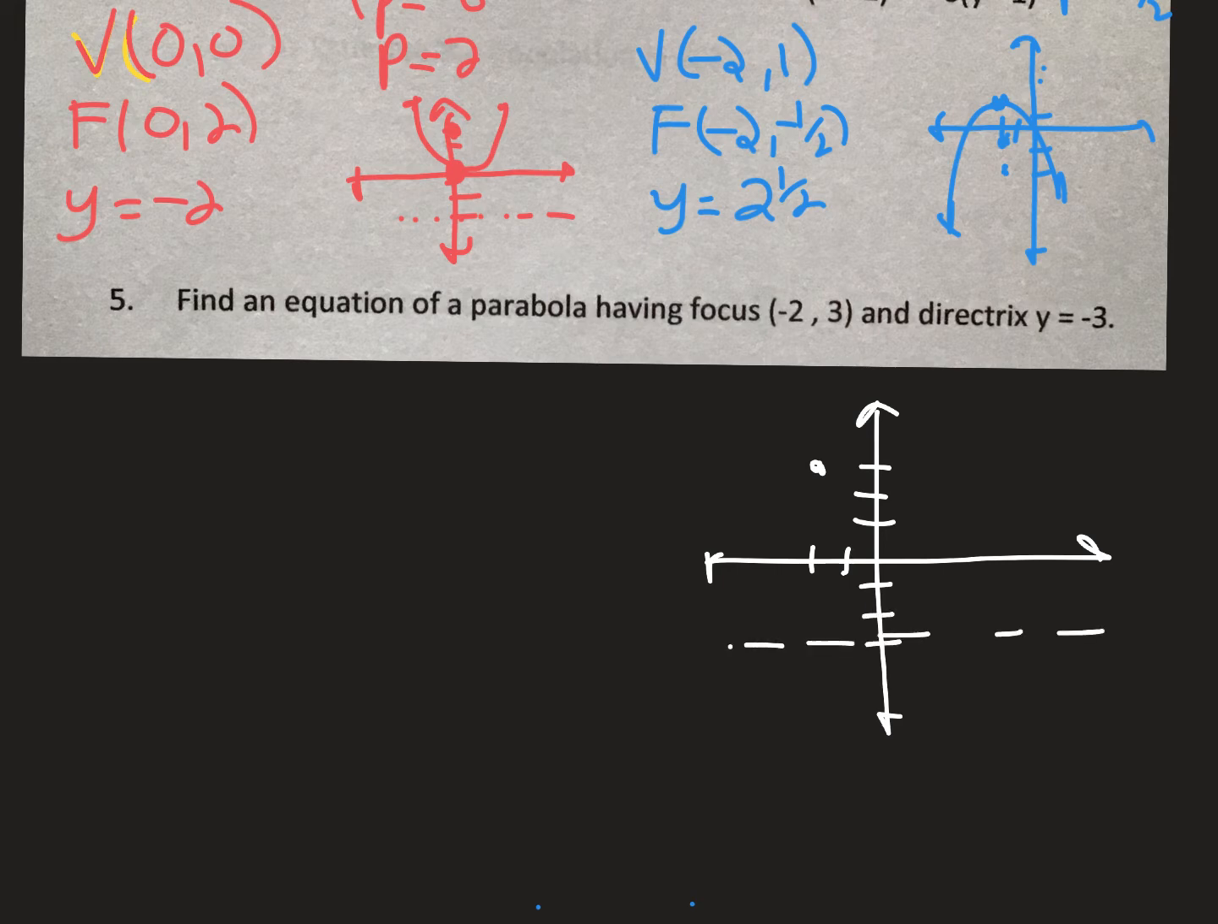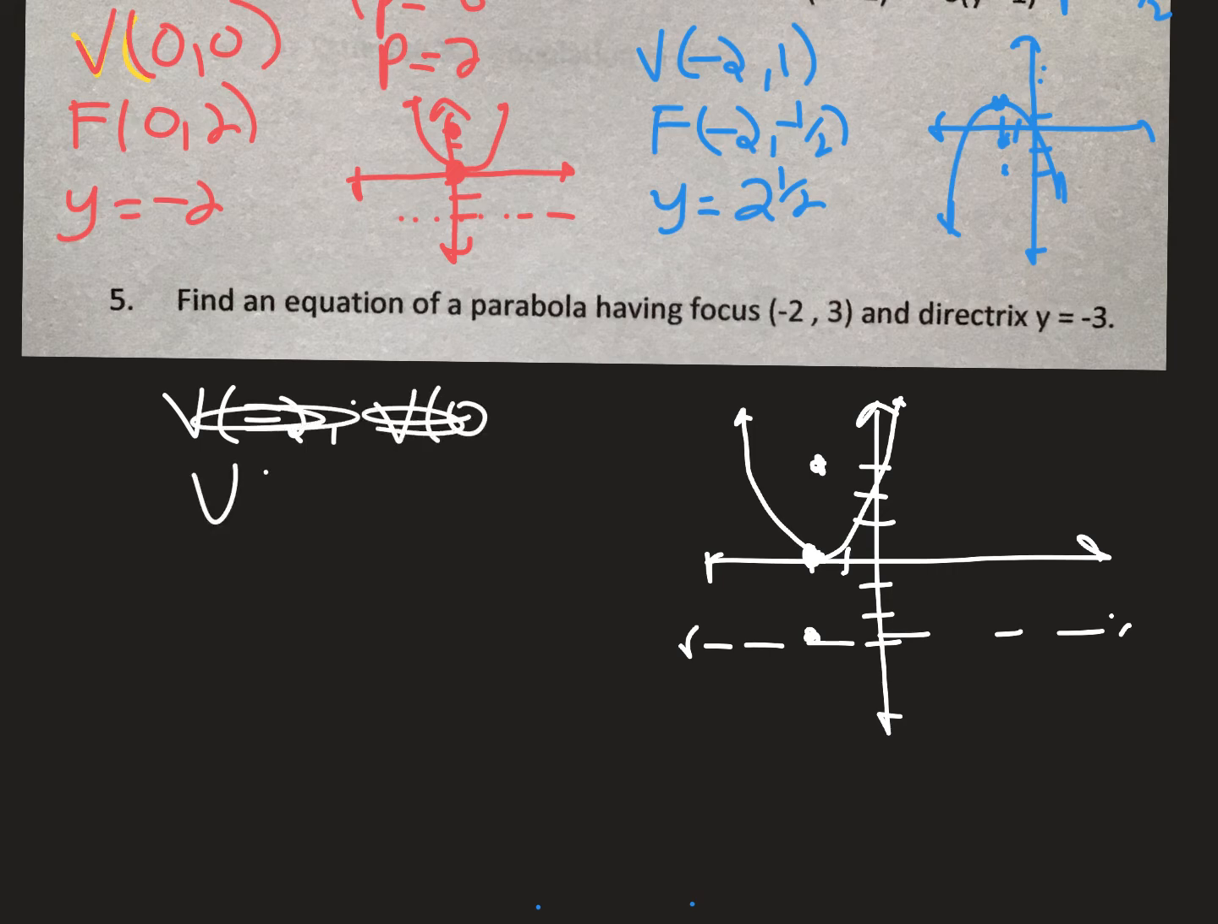Now, think about this. The vertex is always halfway between those two. Halfway between positive 3 up here and negative 3 down here is 0, which is right there. And the focus has to be inside, so I know it's going up. Okay, so here's all I have to do. My vertex is at negative 2, 0. Sorry about that. Negative 2, 0.